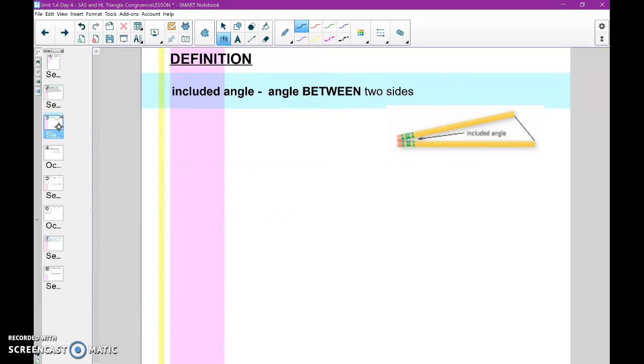So first of all, definition you're going to need, we're going to use the phrase included angle a lot. What I mean by that is really just the angle that's between two sides. So if you see my little triangle we've got going on here, the included angle is the one between these two pencils. So these would be my sides, angle in the middle, or included. Okay, so make sure you get that definition down.